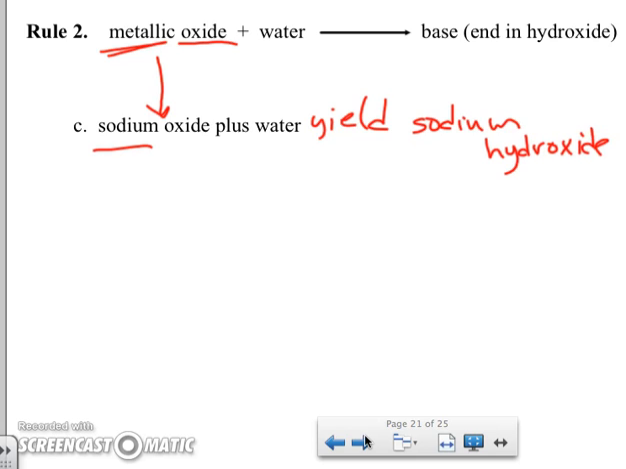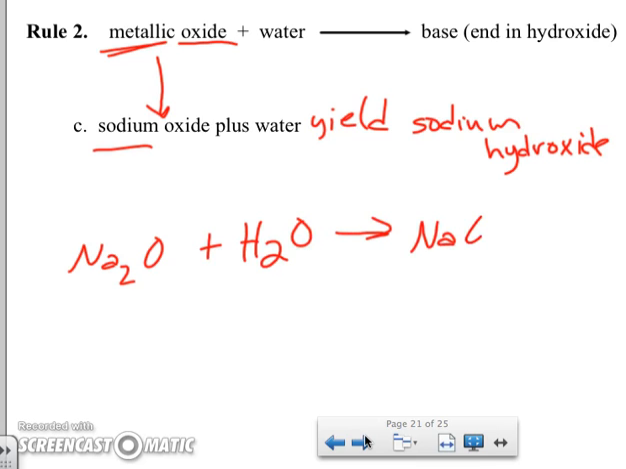The only thing left for us to do is to write this out and balance. Sodium oxide, Na, it's got a 1 plus charge. Oxygen with a 2 minus charge, Na2O, plus water, H2O, yields sodium hydroxide, NaOH. 1 plus, 1 minus charge, match made in heaven. Water would be a liquid.